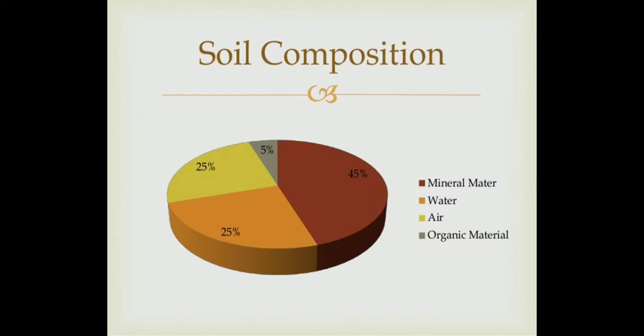In this you can see soil composition. Brown color is of mineral matter, 45% mineral matter, then 20 to 30% soil water, same way 20 to 30% soil air, and 5% organic material. So this way we can say about soil composition.